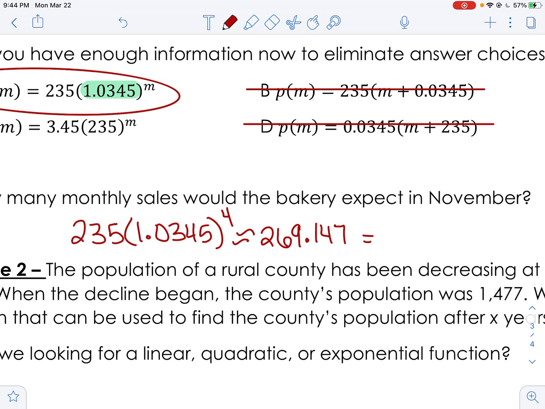So we're going to say in November, because this is just a 1, that we're going to expect about 269 cupcakes to be sold. Okay, so just remember, we can't have a partial amount of cupcakes. That's why we round to the nearest whole number.